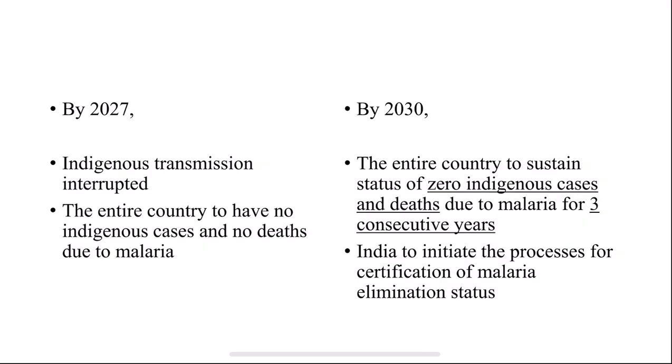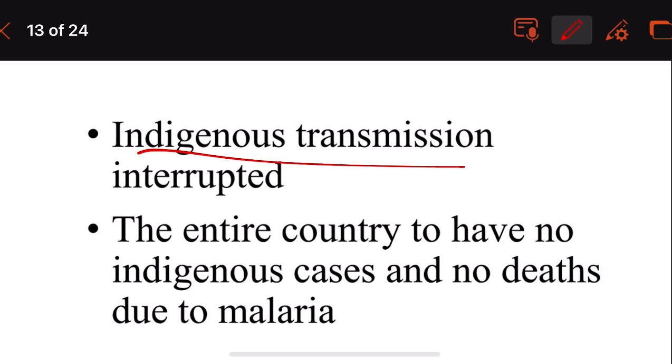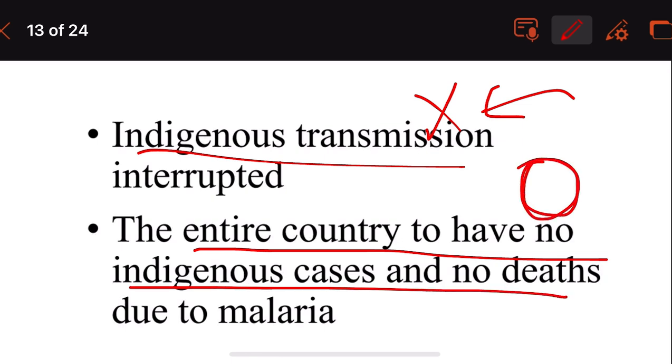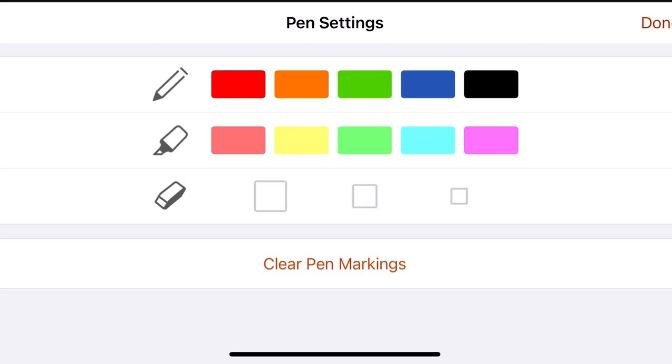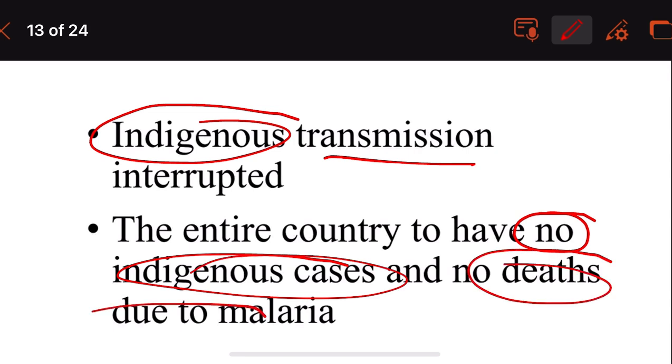Next, moving on, by the year 2027, the indigenous transmission has to be interrupted. The entire country should have no indigenous cases and no deaths due to malaria. So very simple, indigenous transmission has to be interrupted and the entire country should have zero indigenous cases or deaths due to malaria. Simple. Transmission should be interrupted, with zero indigenous cases and deaths due to malaria.